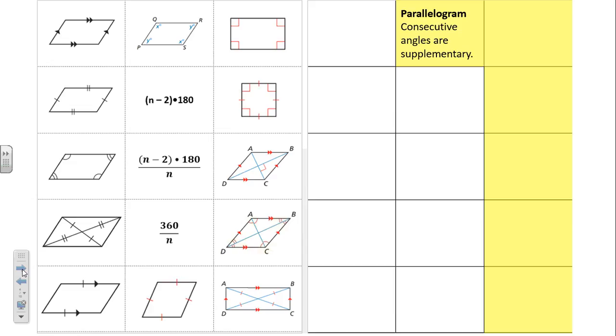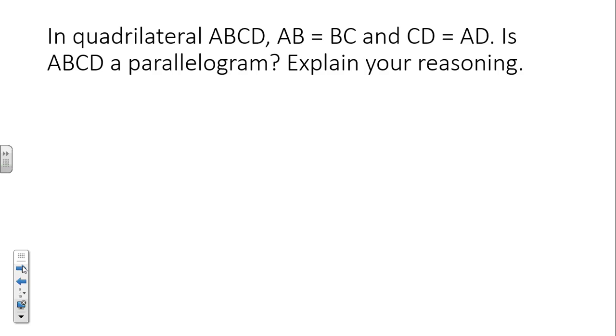Okay? And you can just watch, or you can take out a piece of paper to take notes. It's your choice, okay? But if I give you something like this, and I want you to tell me whether or not it's a parallelogram, we have to come up with a strategy and explain why. So we have ABCD, a quadrilateral, and we want to know if AB, the distance between A and B, is equal to the distance between B and C, and the distance between C and D is equal to the distance between A and D. Is that enough to make that a parallelogram?